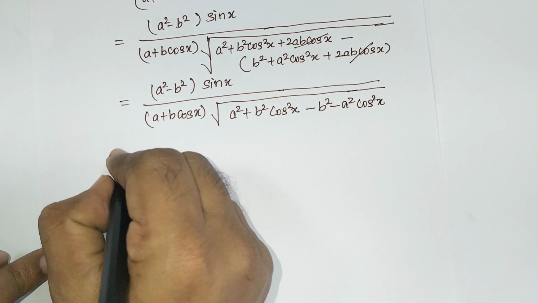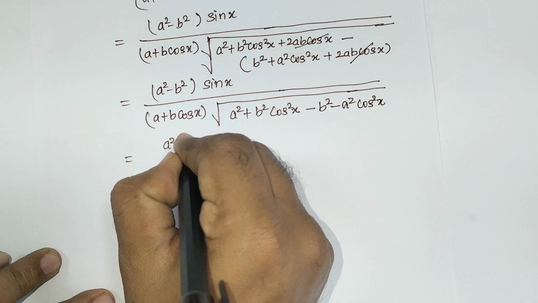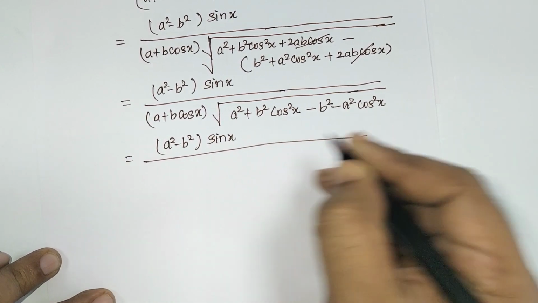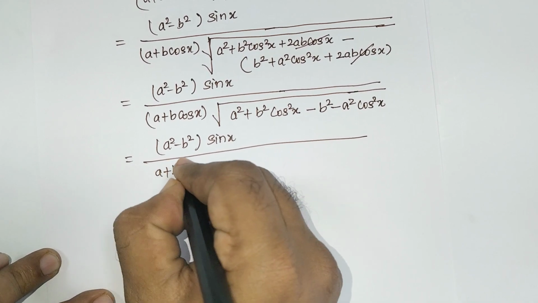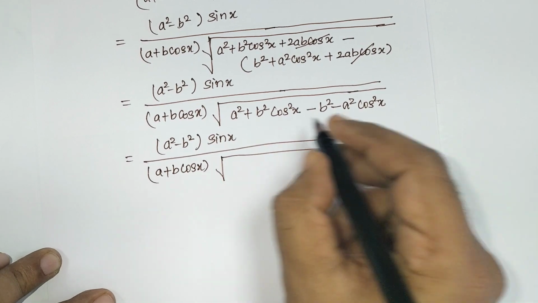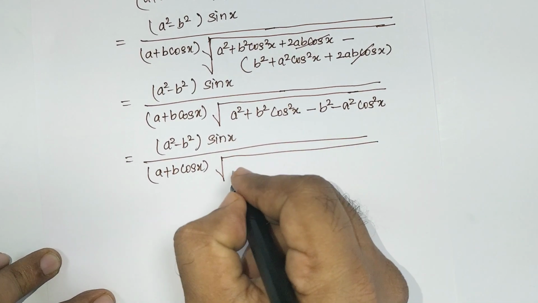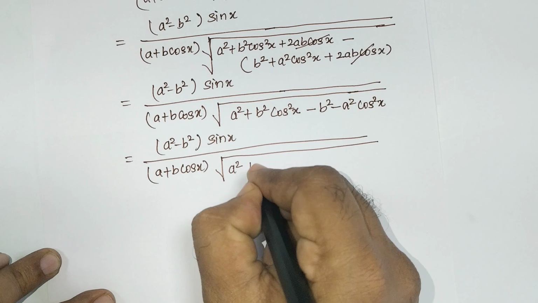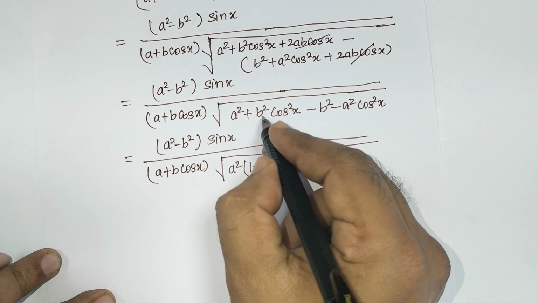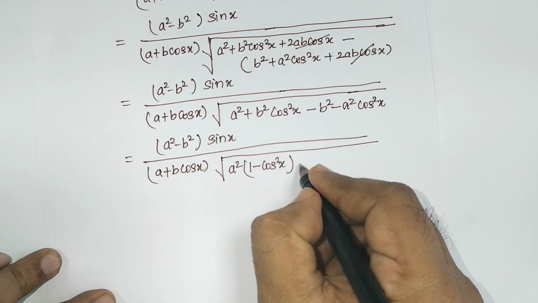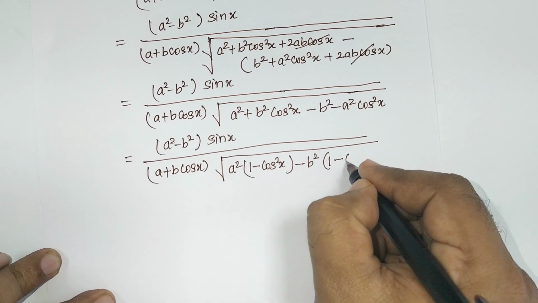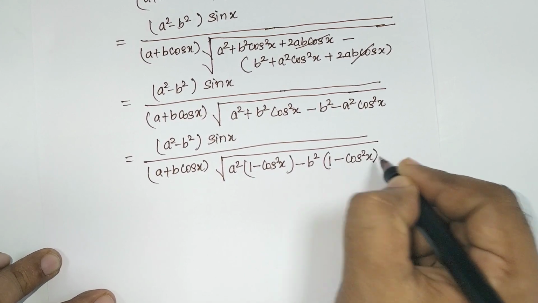So next, square root of a square minus b square into sin x divided by a plus b cos x, and here a square minus a square cos square x. From that I will take a square commonly outside. I will write 1 minus cos square x. Okay, from this b square cos square x minus b square, I will take b square outside commonly. I will write minus 1 plus cos square x.